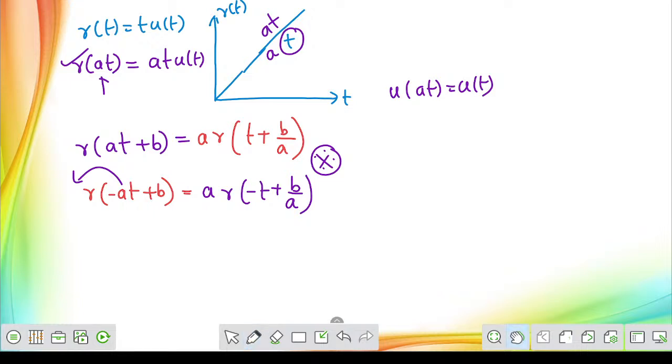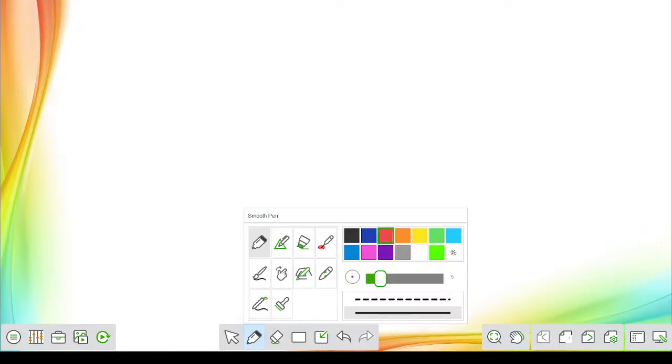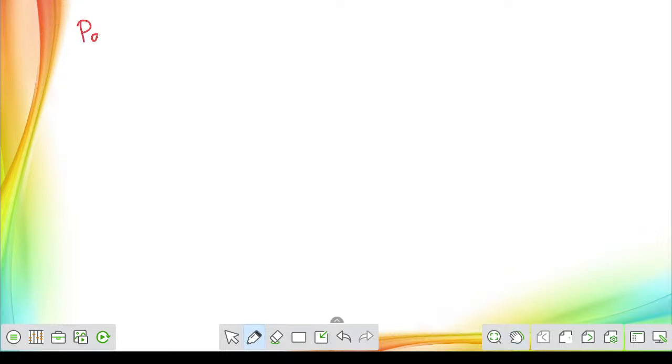The next most important one is the parabolic signal. Let me define it. P of t is the representation of the parabolic signal, and in time domain this is defined as t square into u of t. Some people write it as t square by 2 into u of t also. Both are correct. If this 2 is considered here, then in the corresponding S domain we will not be considering it.